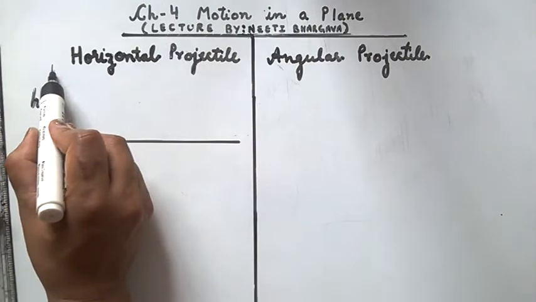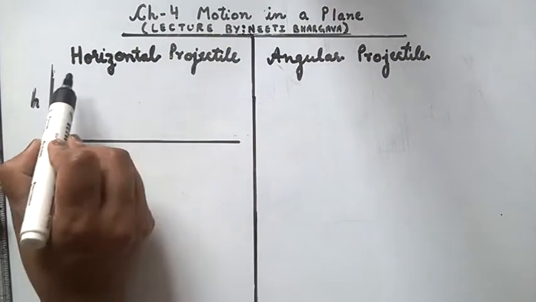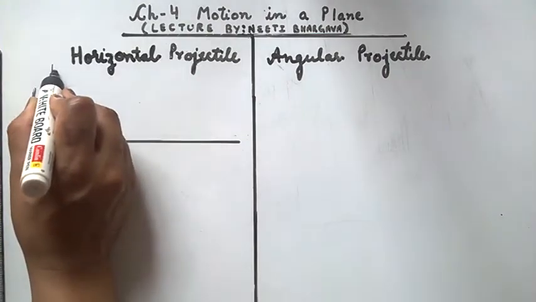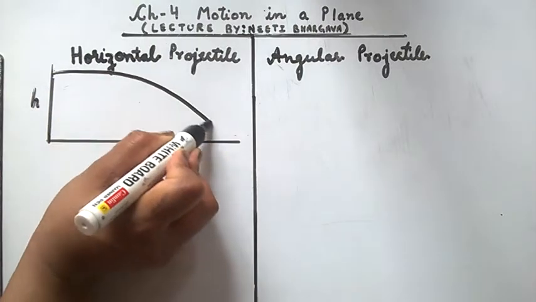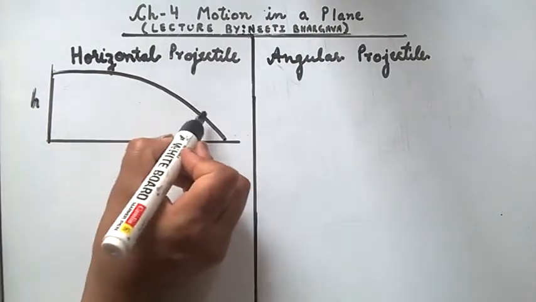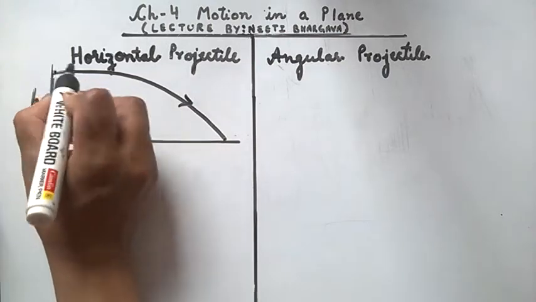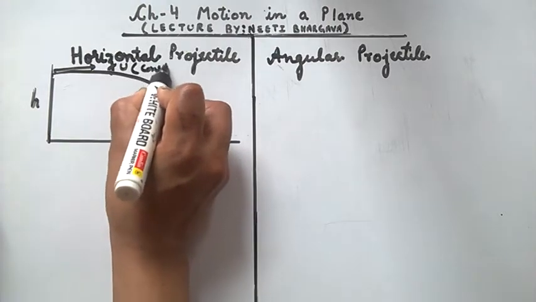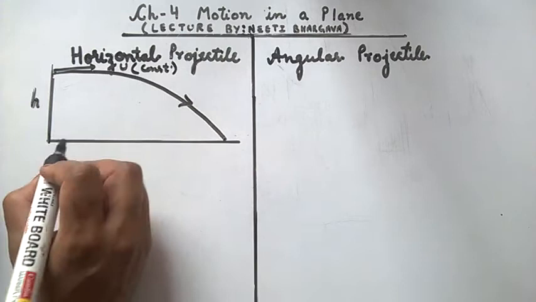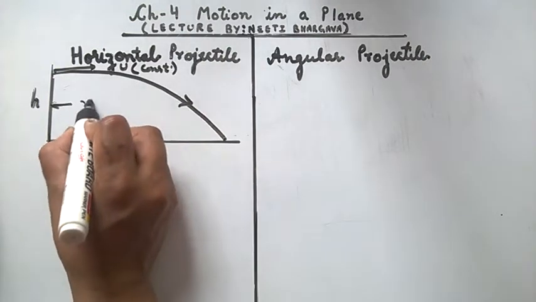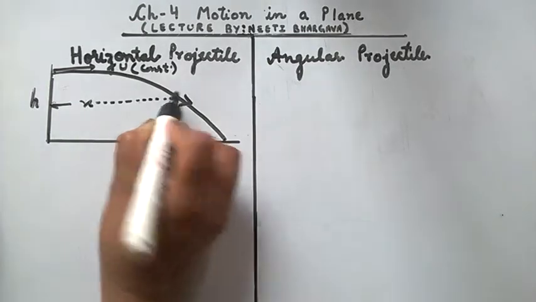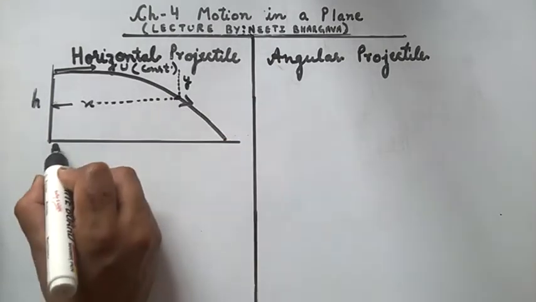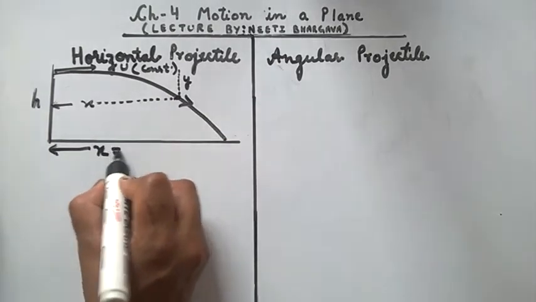and when the object is thrown horizontally with some initial velocity, then under the effect of gravity, the object will fall towards the ground, and the path followed is a parabolic path. Initial velocity is constant, that is, it's not changing with change of time. Horizontal displacement is x, let it be at some position, and vertical displacement is y. Maximum horizontal displacement is equal to the horizontal range.